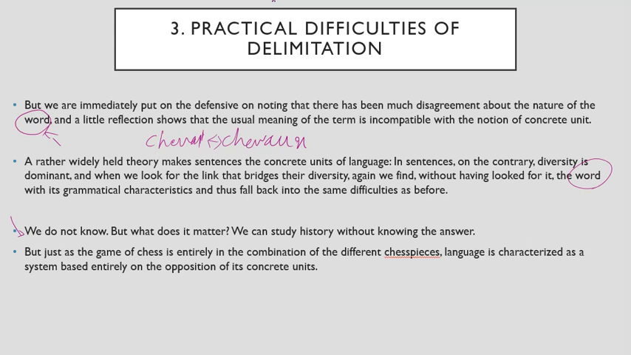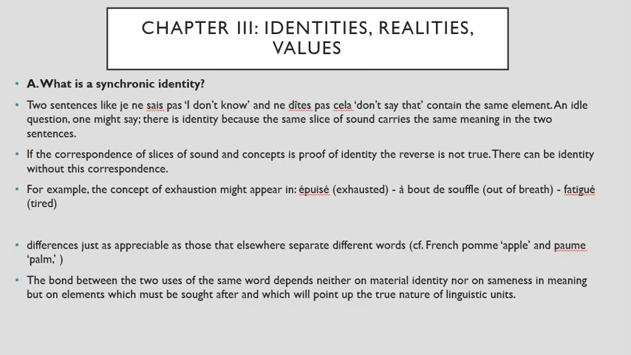And again, this very important statement is made here, that language is characterized as a system based entirely on the opposition of its concrete units. So based on the opposition of different words, different signs, we can understand language. He repeats that quite a few times, so I'm just gonna pass over it and get to the next part. Identities, realities, and values. What is synchronic identity? So this part gets a little difficult for me to explain, so pay attention.